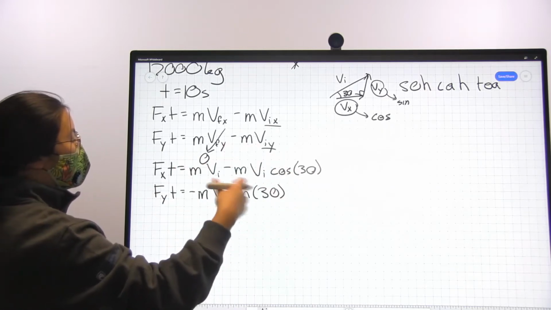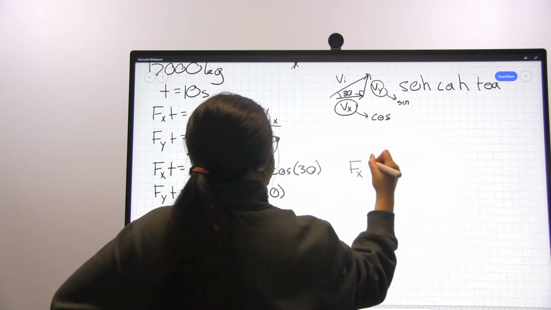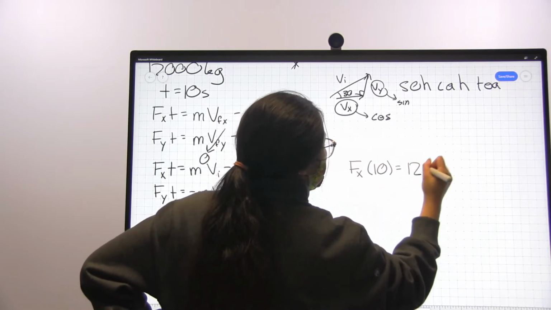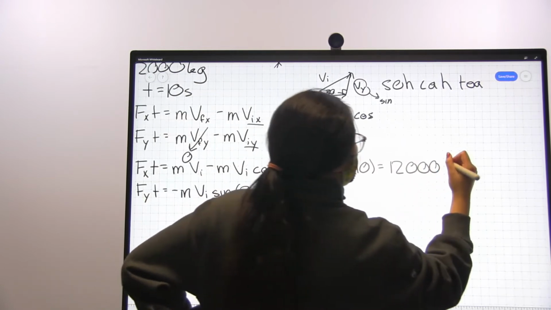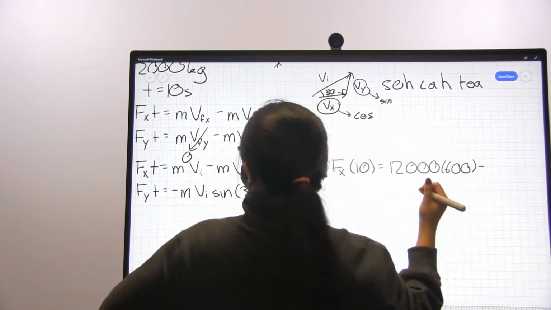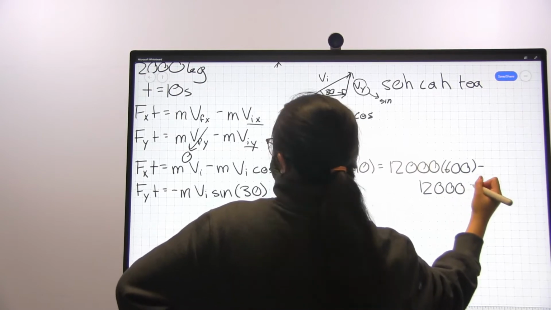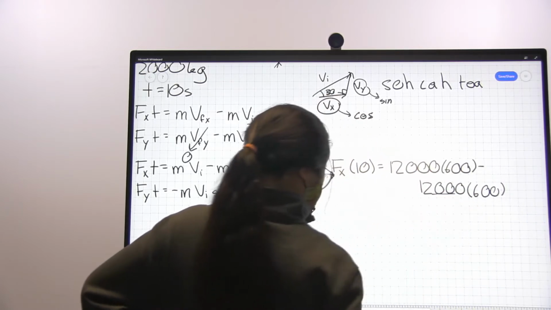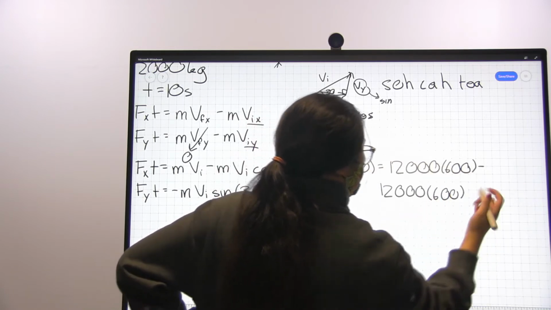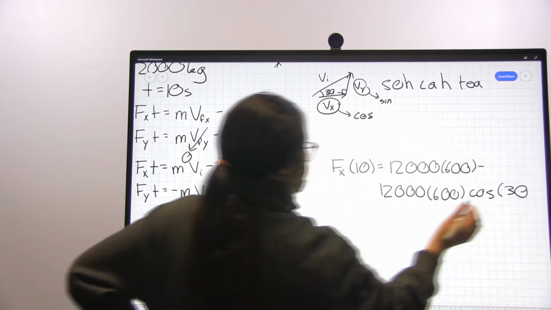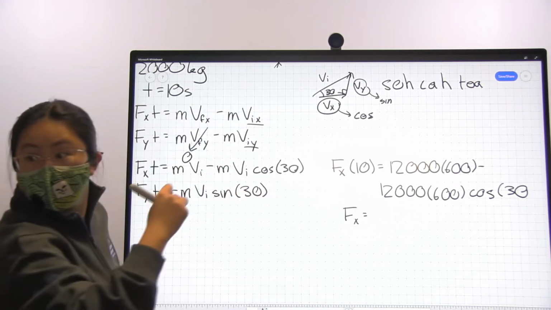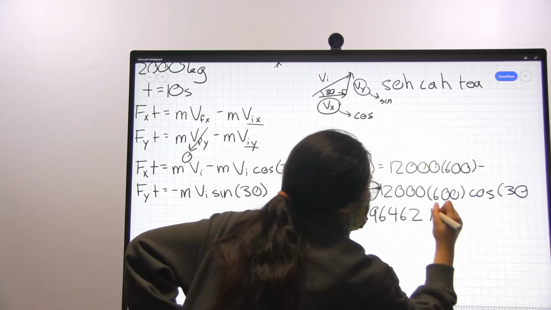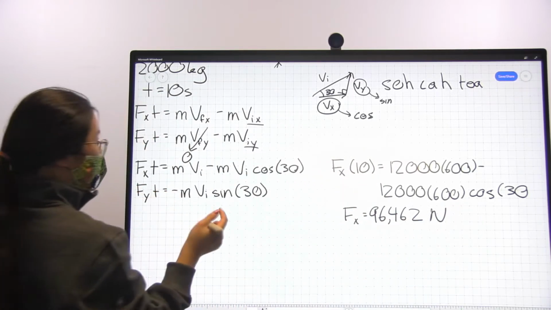And now let's substitute in all our known numbers. So we have F_x t equals, F_x times 10 seconds equals 12,000 times 600 minus 12,000 times 600 times cosine 30, and we can find that F_x is equal to 96,462 newtons.